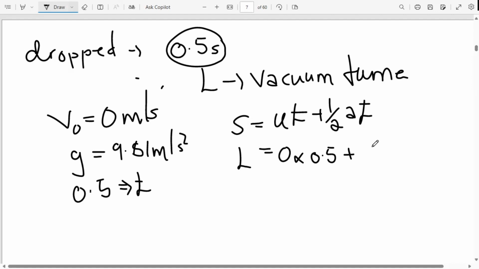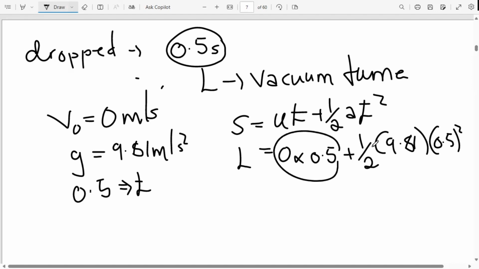Plus, it's a plus because this object is going down, so it's moving along the direction of the force of acceleration, the force of gravity. So the gravity here is positive. So plus half multiplied by 9.81 multiplied by 0.5 squared. The equation is ut plus half at squared.